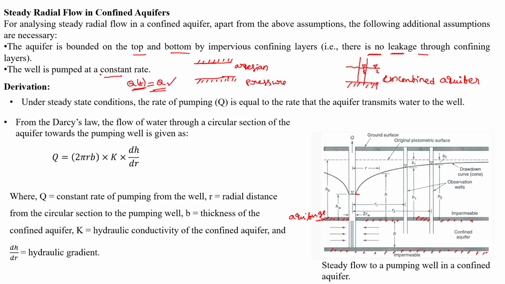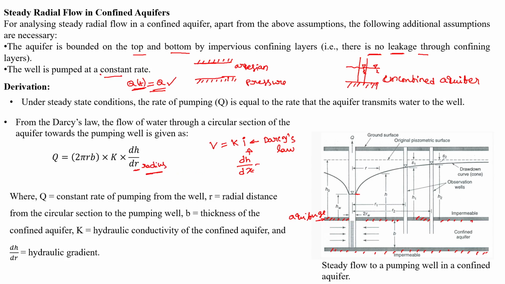Now let's do the derivation. I'll quickly go through the derivation so that you get the essence of it and from where we get this equation. As we know, from Darcy's law, V equals K times I. What is I here? The hydraulic gradient, which is nothing but dH by dx. But in this case, we are talking in terms of radius.